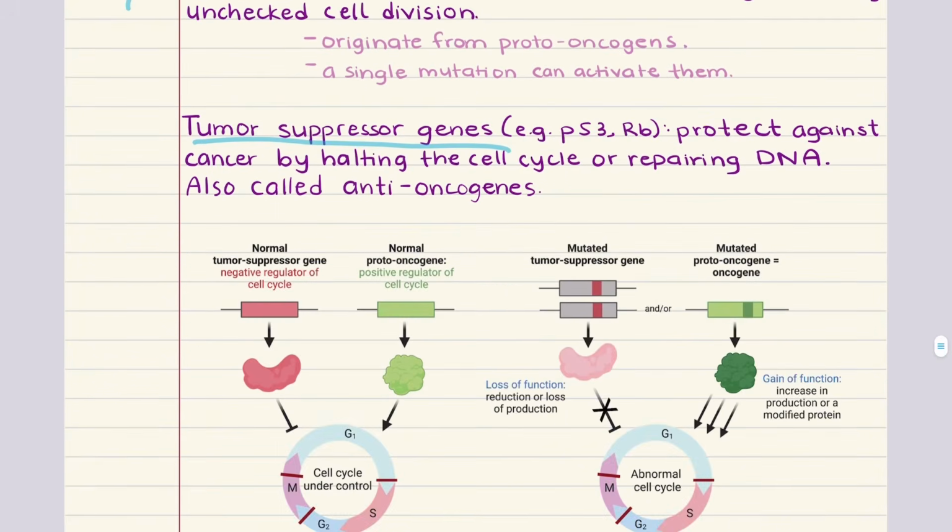On the other hand, tumor suppressor genes like P53 act as safeguards. They work by halting the cell cycle or by triggering DNA repair when damage is detected. Because of this, tumor suppressor genes are called anti-oncogenes. But if these genes are mutated and lose function, then the cell loses that protective mechanism.